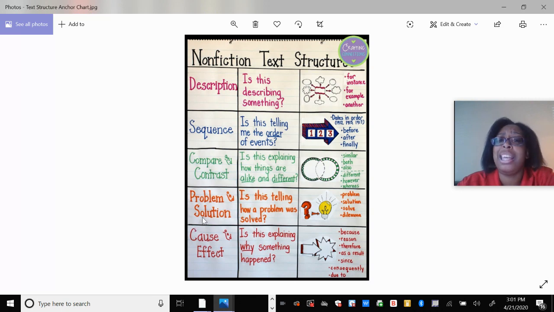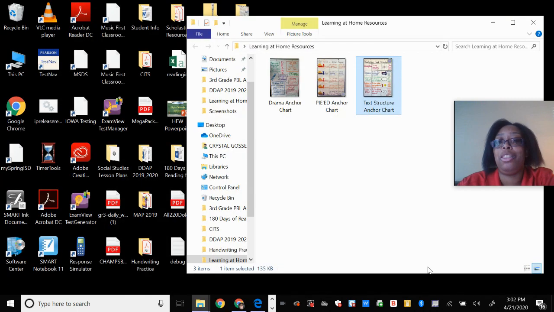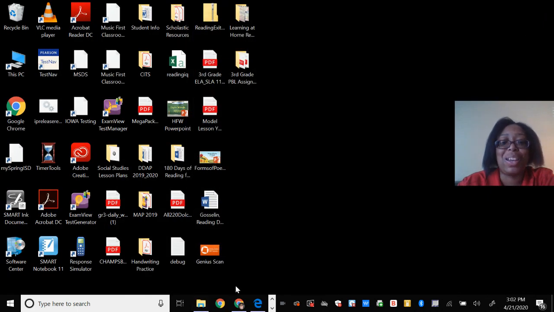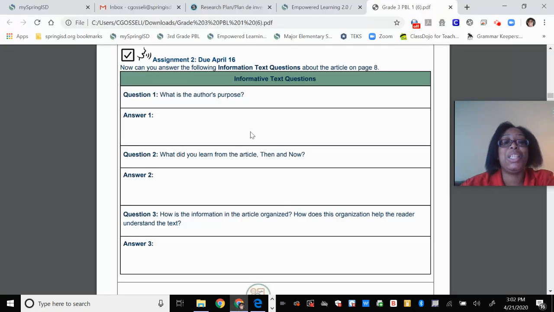Problem and solution. Is there a problem and then it gives you a way to solve it? Cause and effect. Is this explaining why something happened? Does it say because, therefore, as a result, due to? Now remember, each of these can be within a passage, but we're looking for the overall text structure of the whole entire thing. Okay? So think about that while you're answering those questions. All right, so those are those 3 questions that you have to answer.